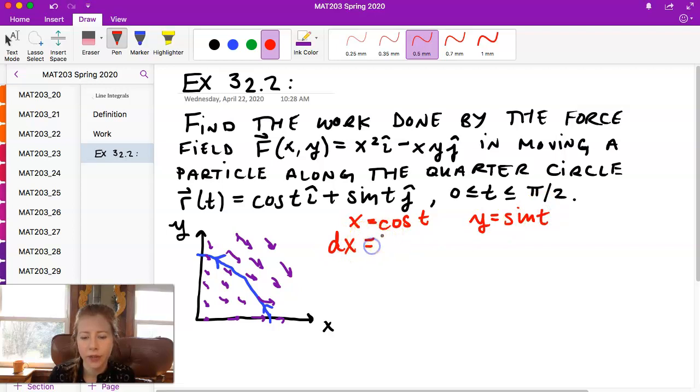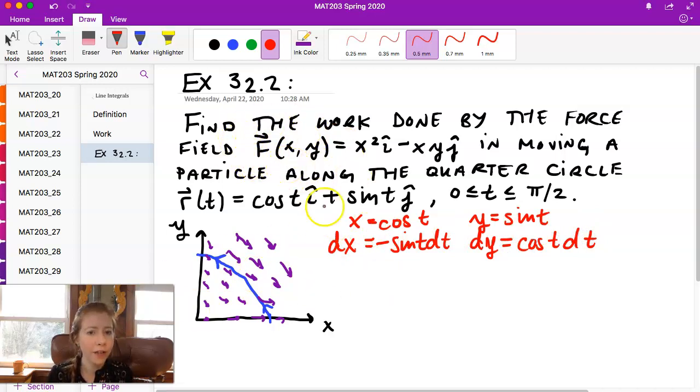dx is going to be the derivative here, so it's going to be minus sine t dt. dy is going to be cosine t dt. So now let's rewrite our field function as a function of time.